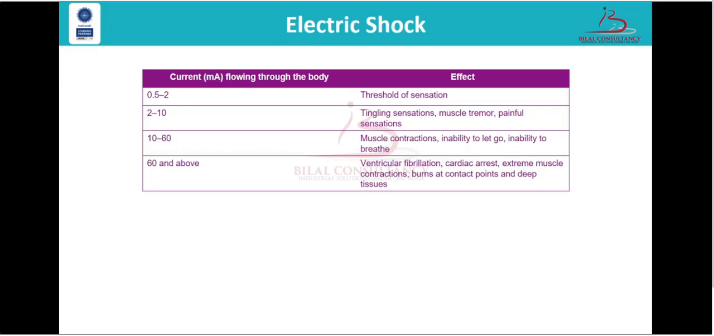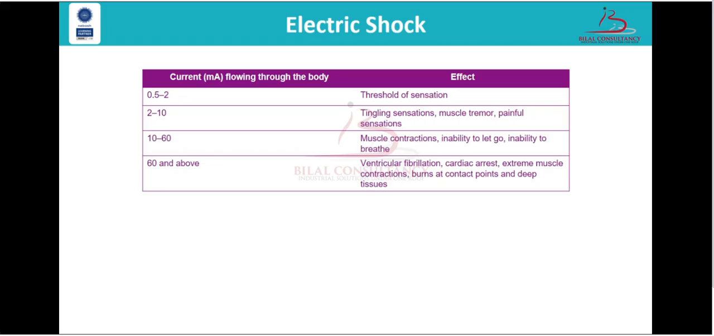The most important factor that determines what the effects will be is the amount of current that flows through the body. The following table indicates the range of effects that might be experienced at different current flows. For a current of 0.5 to 2 milliampere, the effect will be the threshold of sensation, and for 2 to 10 milliampere, there will be tingling sensations, muscle tremor, and painful sensation.